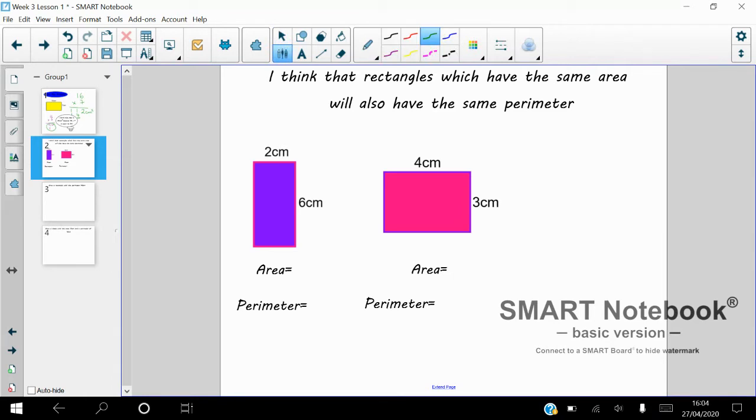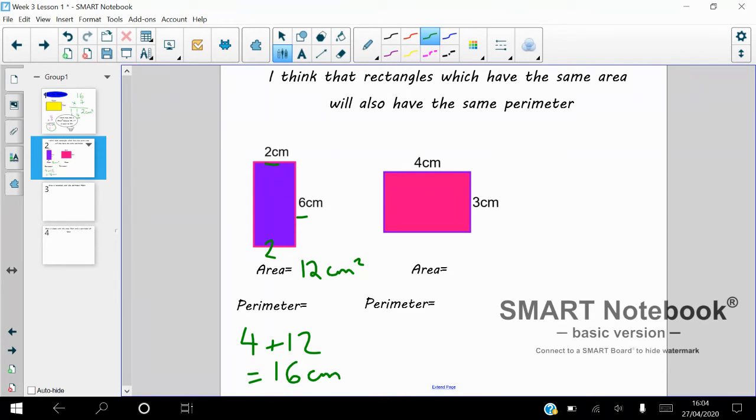Okay, so let's look at the purple rectangle first. Let's check the areas. So here we've got a length of 2 and a breadth of 6. 2 multiplied by 6 is equal to 12. So it has an area of 12 centimetres squared. Now the perimeter, I remember, I need to do double the length and double the breadth. So double 2 is 4 and double 6 is 12. If I add those together, I'm going to get 16 centimetres.